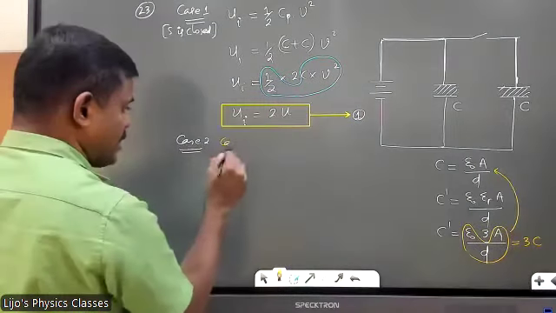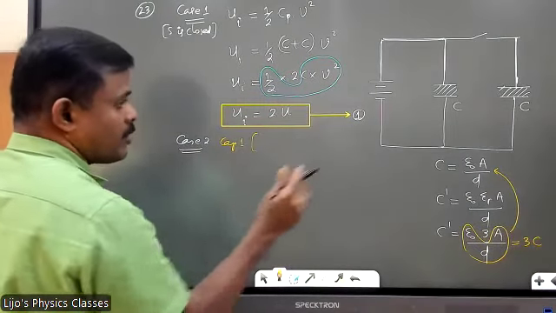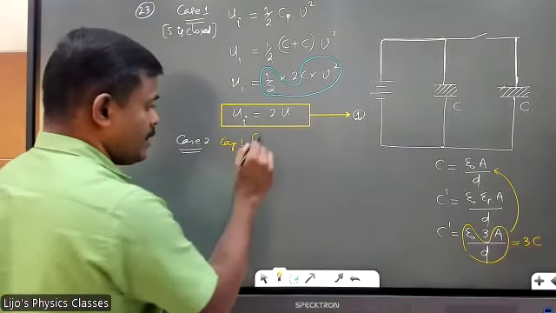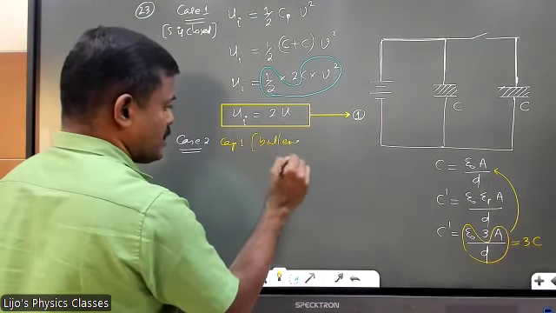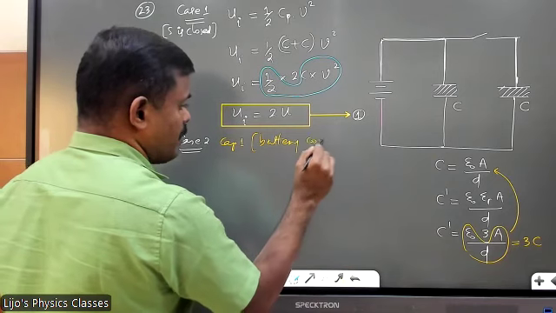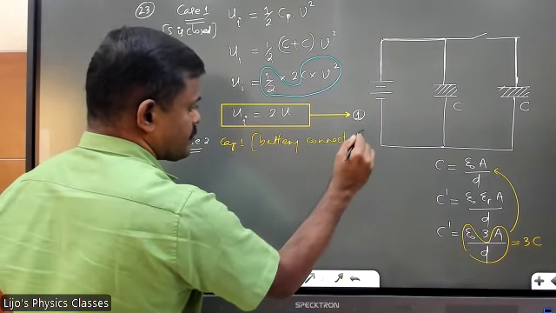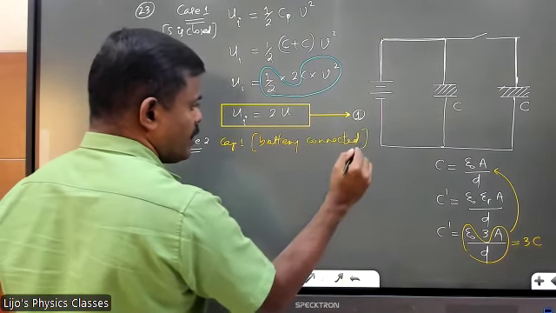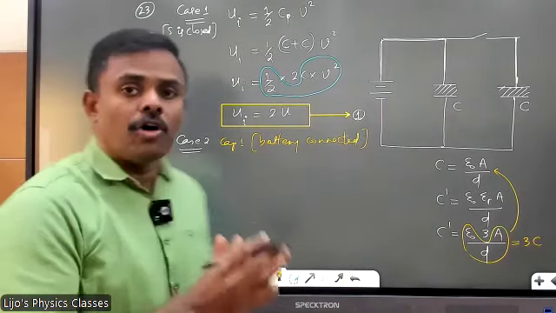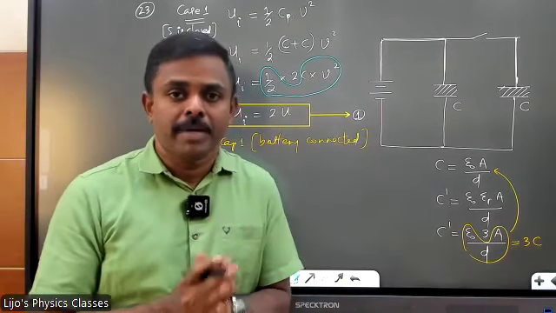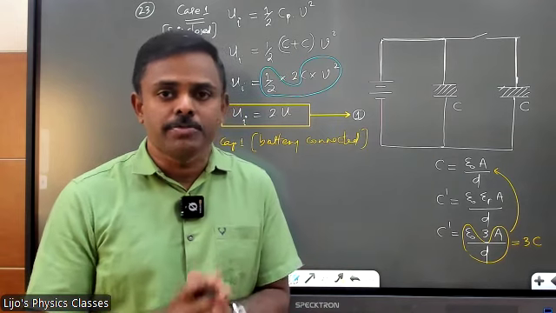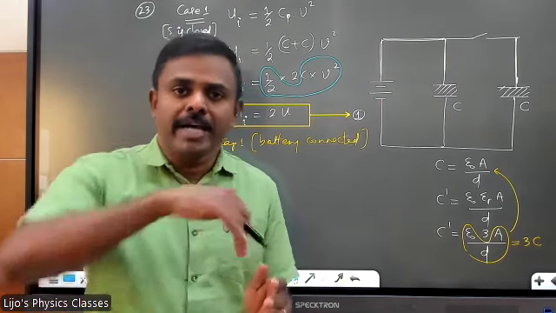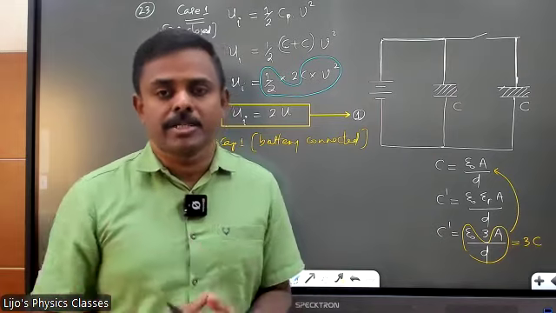Capacitor 1. I'm writing capacitor 1. This is capacitor 1, okay? Capacitor 1 is the battery connected case. I have told you before, when the battery is connected, voltage must be constant. When the battery is removed, charge must be constant.